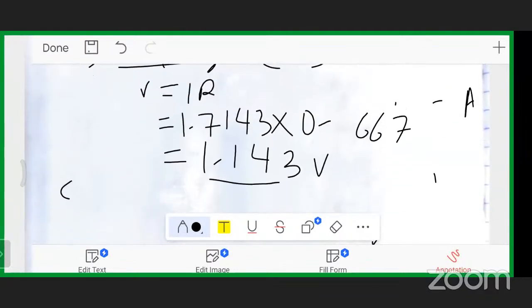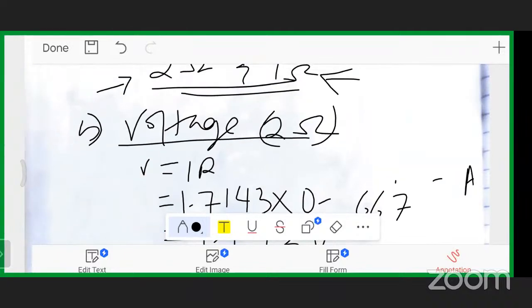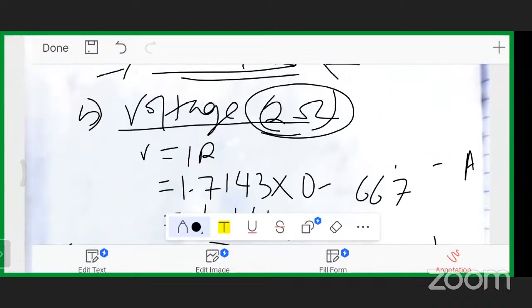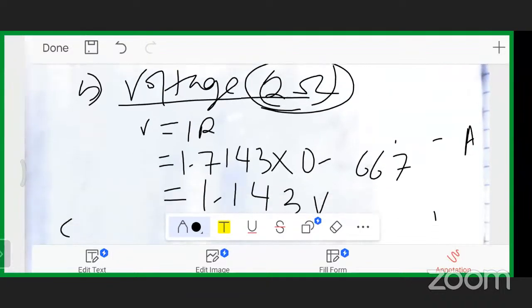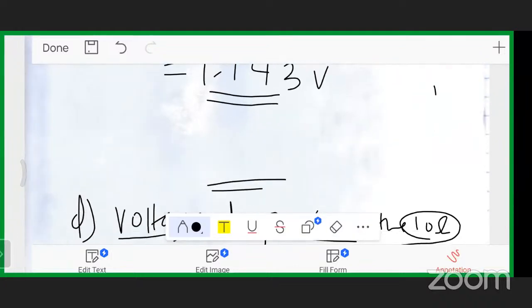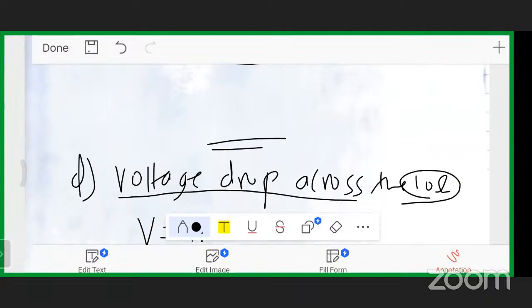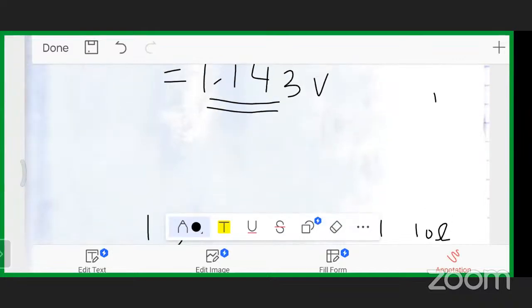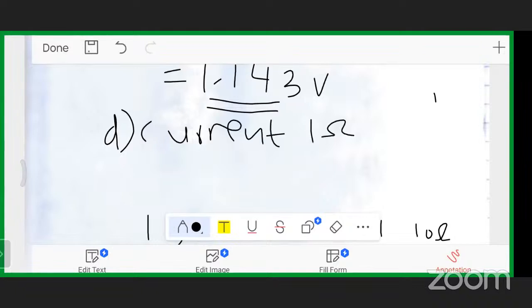So this is the voltage drop across the 2 ohm resistor. And that voltage drop of 1.143 is the one across the 2 ohm and also the 1 ohm. So you can find even the current through the 1 ohm or the current through the 2 ohm. If somebody asks to find the current through the 2 ohm or the 1 ohm resistor, let's find the current through the 1 ohm resistor now.